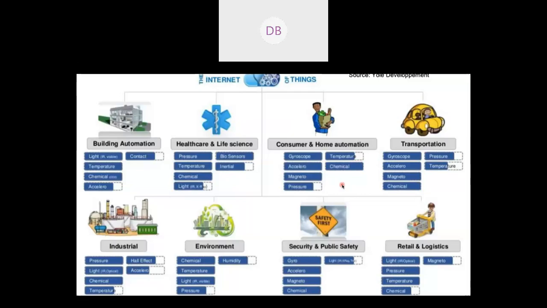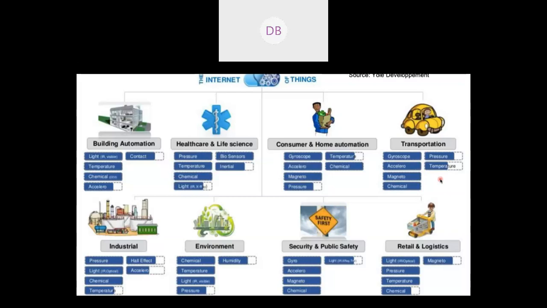Obviously, transportation also has a number of sensors. If you see the vehicles we are using today, most of the modern vehicles have an intelligent fuel injection system. What is this intelligent fuel injection system? We have a sensor which can sense the loading effects on the vehicle, and with respect to the loading effects, it will be injecting the amount of fuel into the combustion system.